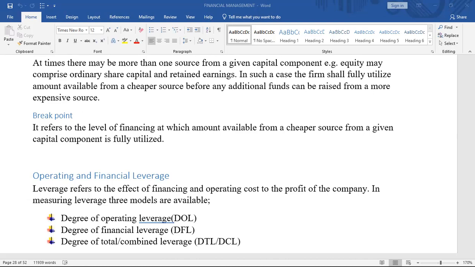So let me start with the November 2017 question 3B. Who is willing to read for us?